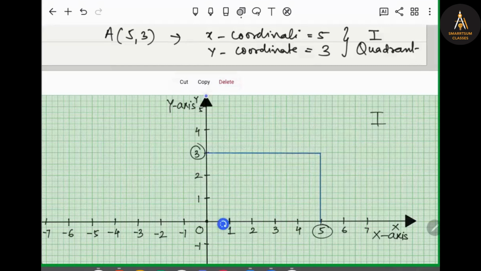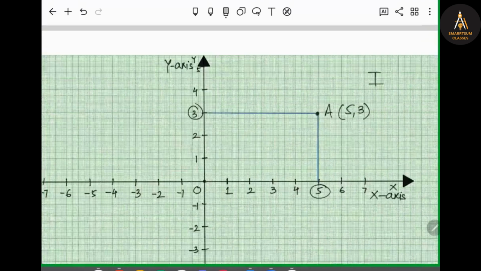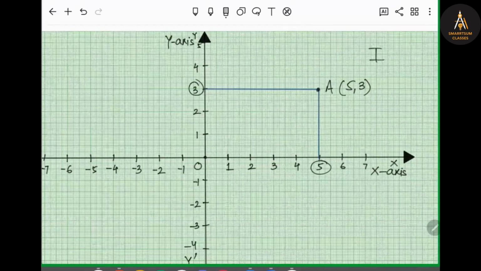So if you draw the lines passing through this 5 and 3, you will see that they are meeting at a point, right? And this point is your A point, whose coordinates are 5, 3. Okay? Right? So this is how we have to plot the point on the graph paper. Is that clear? Okay, so this is the A point. Are you getting that?